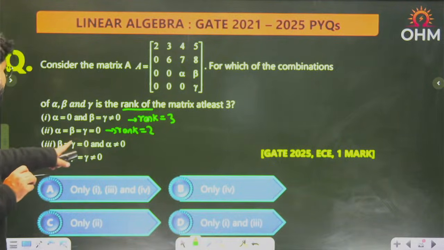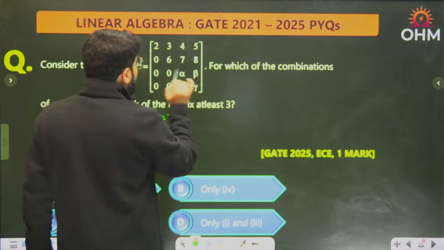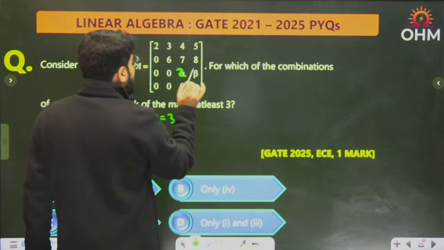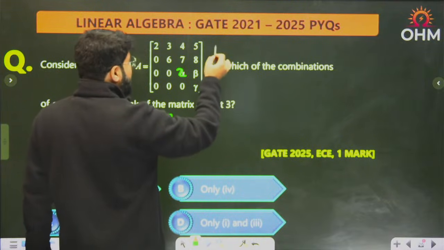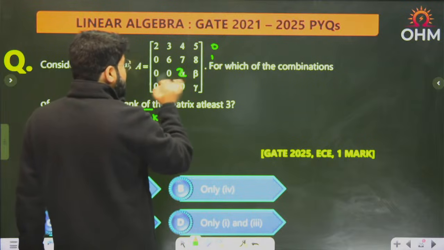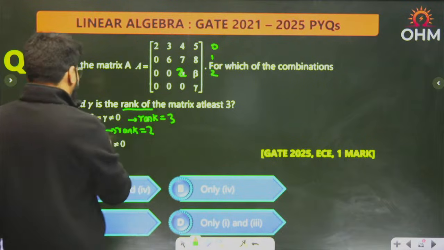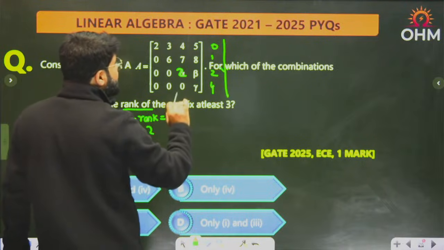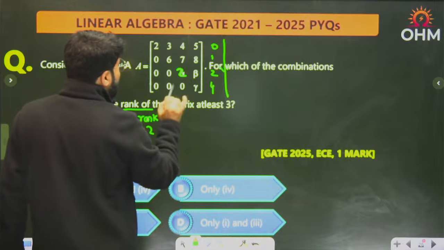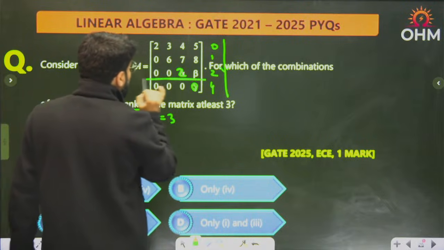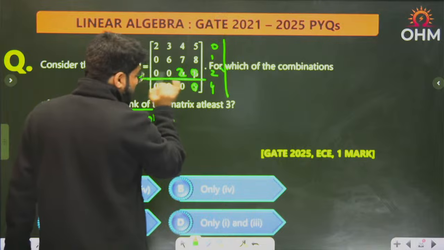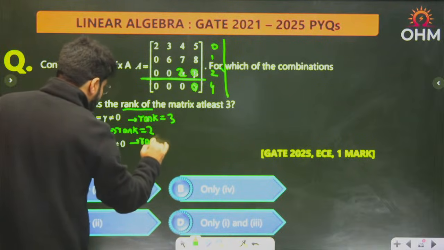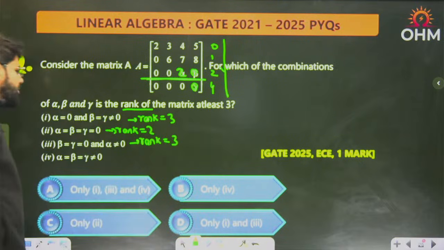Next case, beta, gamma 0, but alpha itself is non-zero. Suppose this is 2. Then how many starting zeros? I explained on the other page. This is 0, 1, only 2 starting 0, and gamma is 0, so this is 4 starting 0. That means increasing pattern only, which means row echelon form. How many non-zero rows? Beta also 0, no problem, but this is a non-zero row. How many non-zero rows? 3. Rank will be equal to 3.